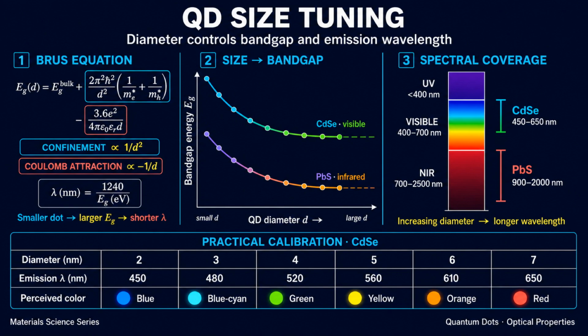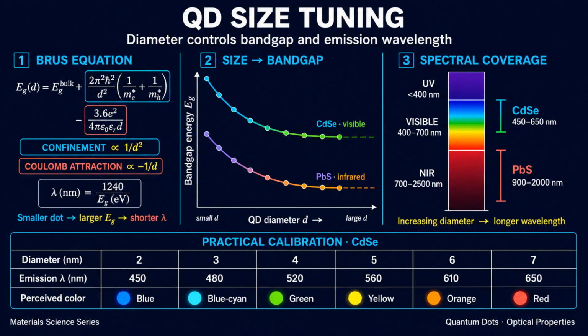Different materials have different bulk band gaps and effective masses, giving different size-color relationships. Cadmium selenide covers the visible spectrum with sizes from about 2 to 7 nanometers, emitting from blue to red. Indium phosphide offers similar coverage with a heavy metal-free composition. Lead sulfide and other narrow-gap materials extend into the infrared.